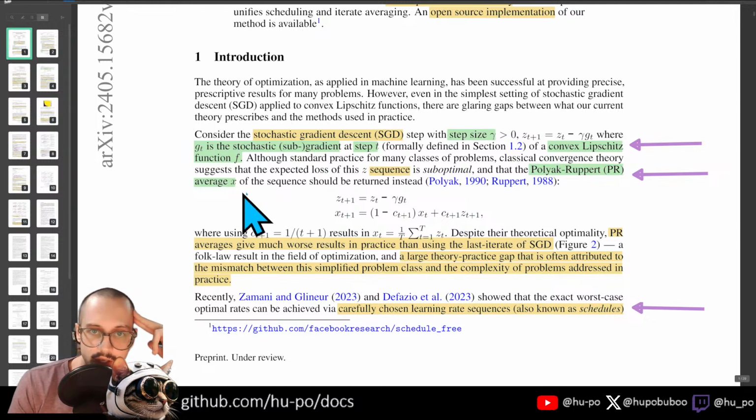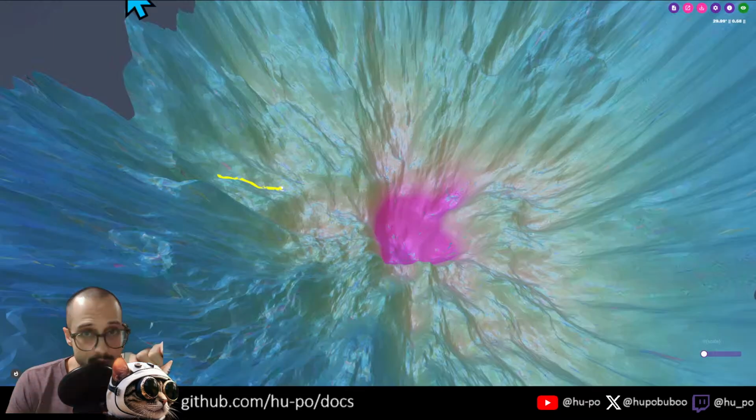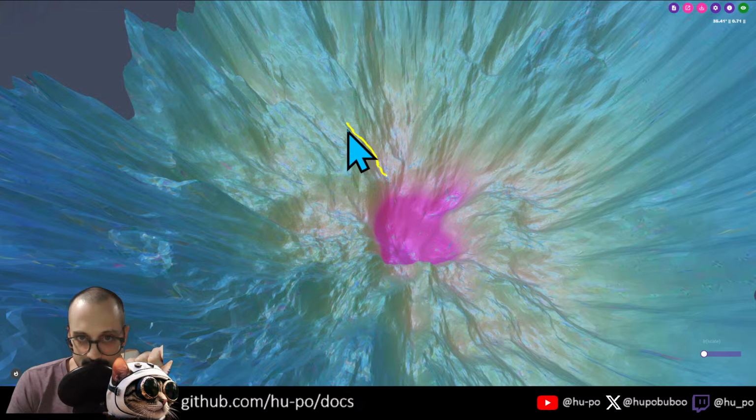Okay. The expected loss of this Z sequence. So here they're saying a Z sequence, right? What is the sequence here referring to? The sequence there is referring to the fact that each little step here is like one point.